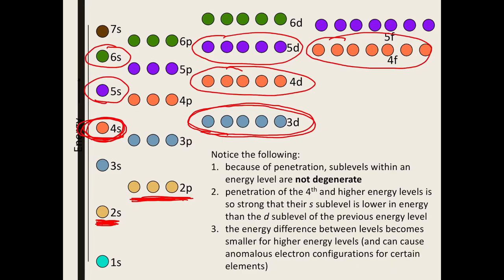And this last one is just saying that as you go from 4s to 5s to 6s, the energy difference between the levels becomes smaller for the higher energy levels. So the difference between the 4s and the 3d is going to be a bigger energy difference than the 5s and the 4d, which is bigger than the 6s and the 5d.